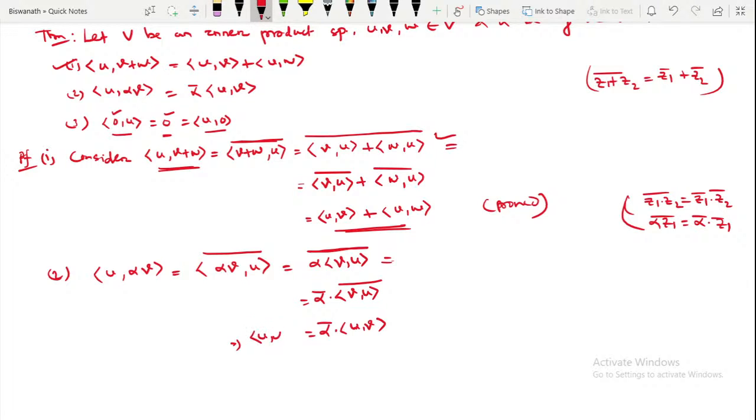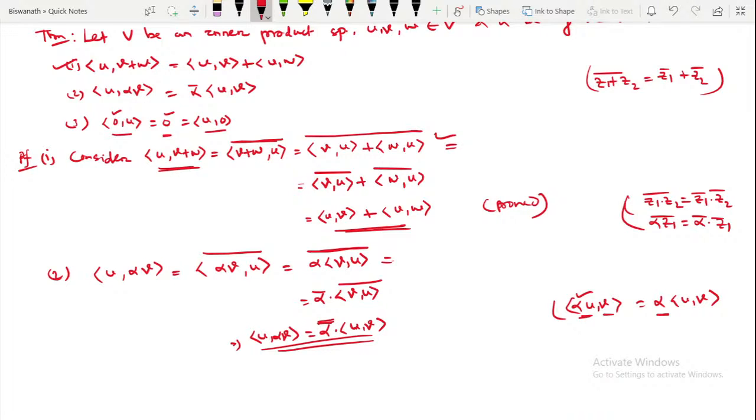This is your ⟨u, αv⟩ is equal to ᾱ⟨u, v⟩. And previously you already know this thing: ⟨αu, v⟩ is equal to α⟨u, v⟩. So if alpha is coming from the first vector, then it will be alpha, and if alpha is coming from the second component, or from the second vector, then alpha will be alpha bar. Okay, this is the difference.